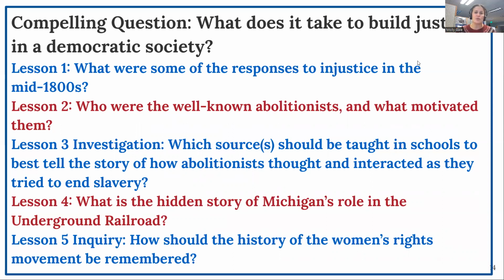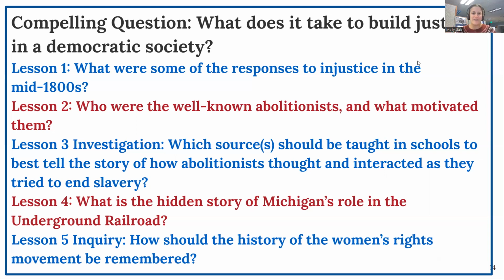In lesson 3, the students really dig into the movement, and they actually answer a really interesting and relevant question, which is, which sources should be taught in schools to best tell the story of how abolitionists thought and interacted as they tried to end slavery? Lesson 4, the students look at that hidden story of Michigan's role in the Underground Railroad, which I think as teachers as well, you'll find really interesting.